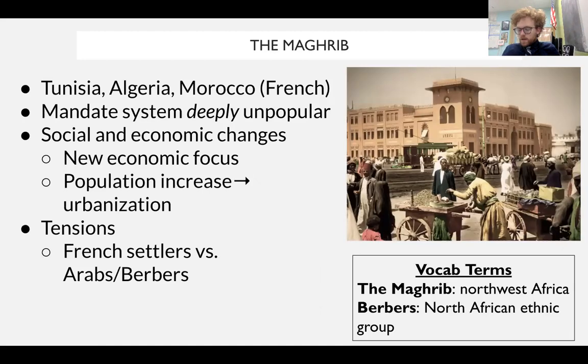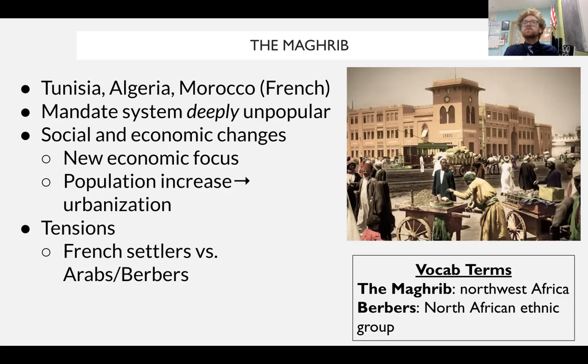What's going on elsewhere in the Middle East? Let's talk about the Maghrib. Let's talk about Northwest Africa. So in places like Tunisia, Algeria, Morocco, these are going to be places controlled by the French. They are given a degree of self-rule following the First World War. But it is going to be an area where we see deep resentment of the mandate system. We are going to see a lot of political unrest in Northwest Africa against the continued French military and economic presence. And we are going to see the rise of Arab and Berber nationalism in Northwest Africa.